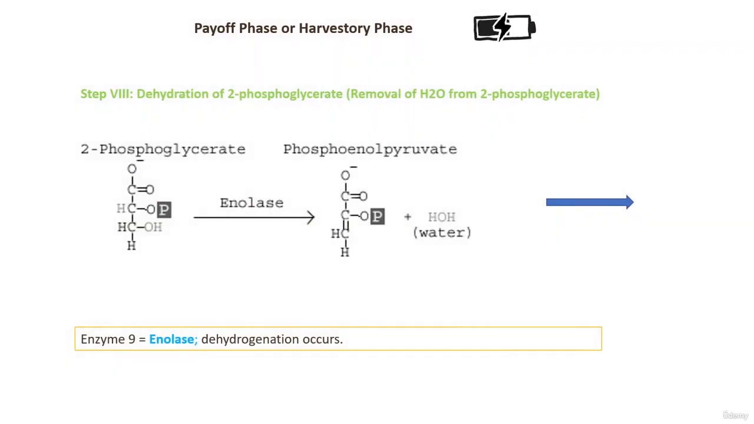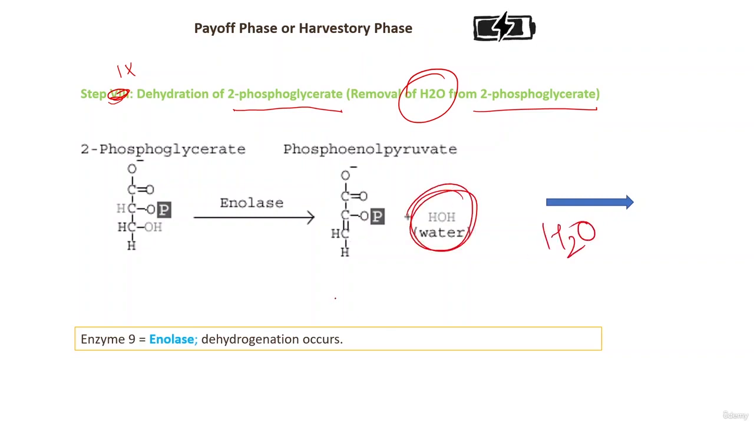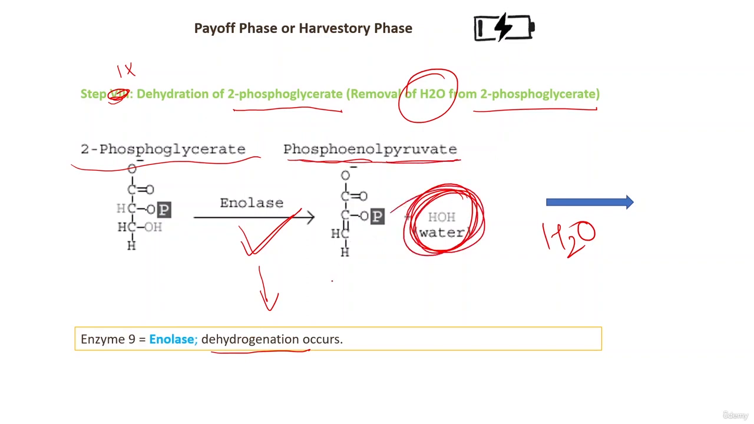Now, the ninth step is the dehydration of 2-phosphoglycerate, where H2O is removed from 2-phosphoglycerate. Here we get phosphoenolpyruvate. So enolase helps in this dehydration: 2-phosphoglycerate, with the help of enolase, becomes phosphoenolpyruvate and we get H2O.